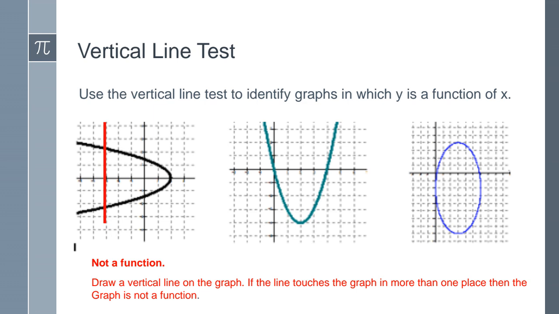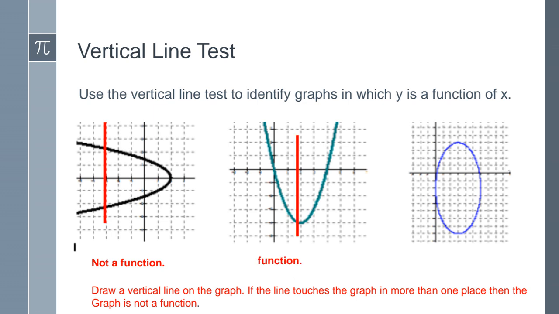But what about the second one? Again, if I were to do my imaginary vertical line, and traverse it across my graph, I would see that my imaginary vertical line would only cross my graph once. So what that is saying is that it's satisfying my definition of a function, that every x value corresponds to only one value in the graph, so hence it is a function.